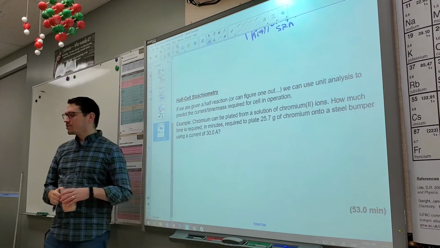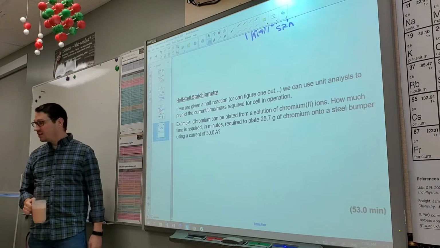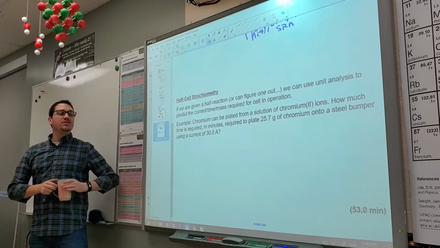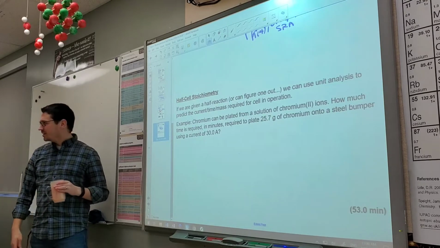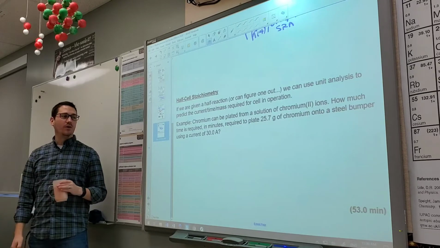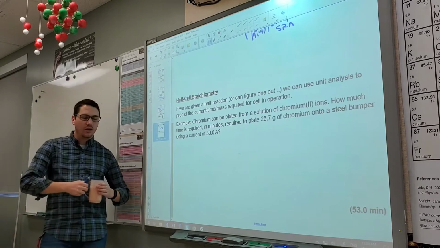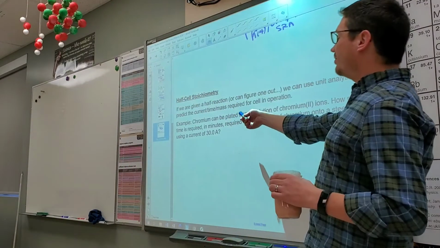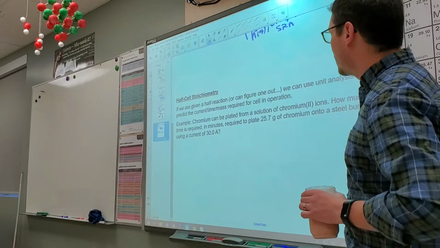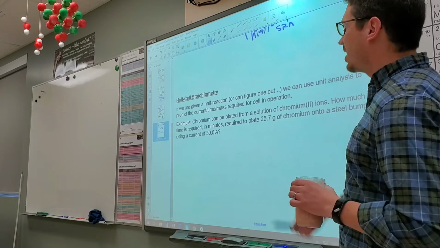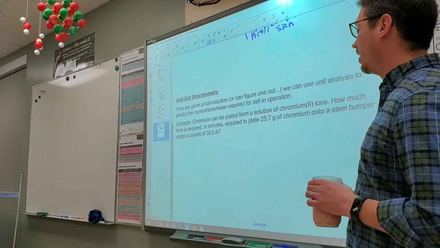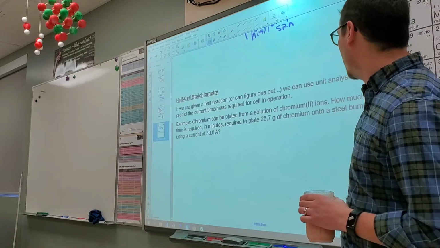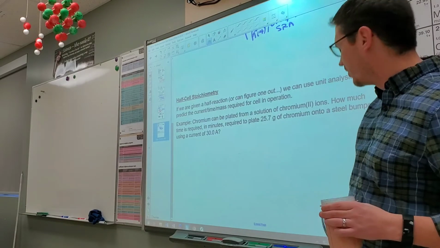Half cell stoichiometry. If we're given a half reaction, or if we can figure out a half reaction, we can use unit analysis to predict the current, the amount of time, or the mass required for a cell while it's in operation. So for example, chromium can be plated from a solution of chromium 2 ions. How much time is required in minutes to plate 25.7 grams of chromium onto a steel bumper using a current of 30 amps?